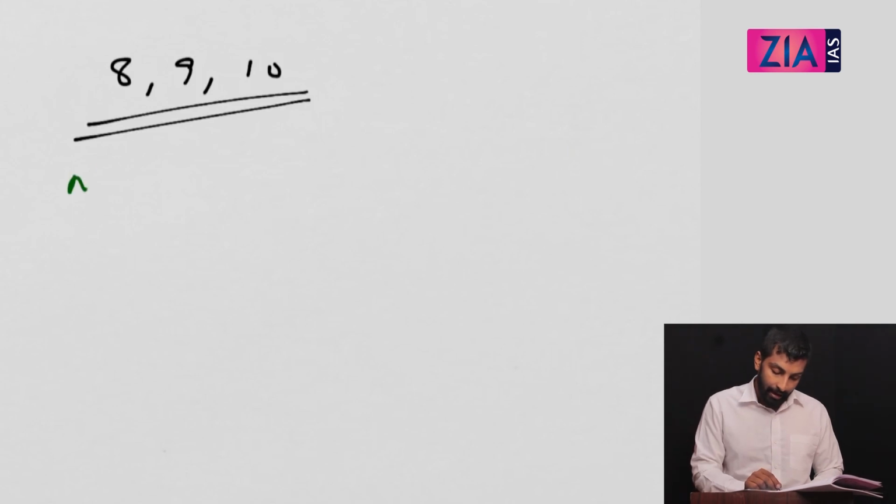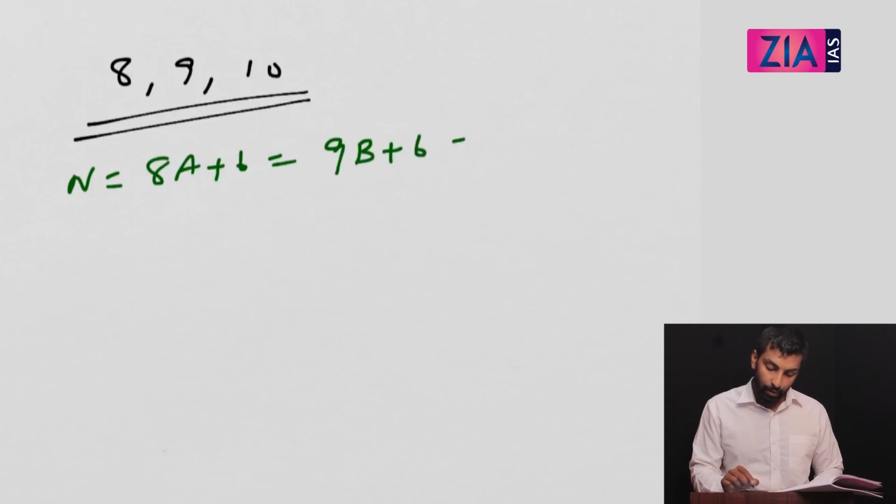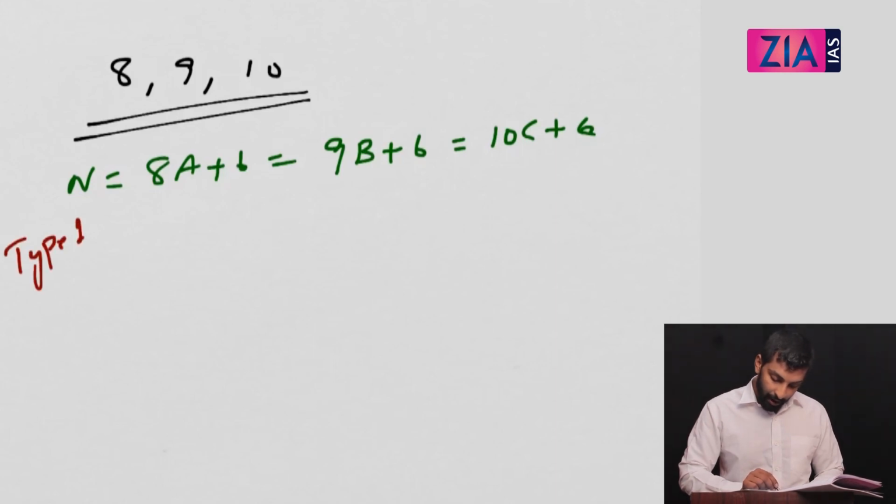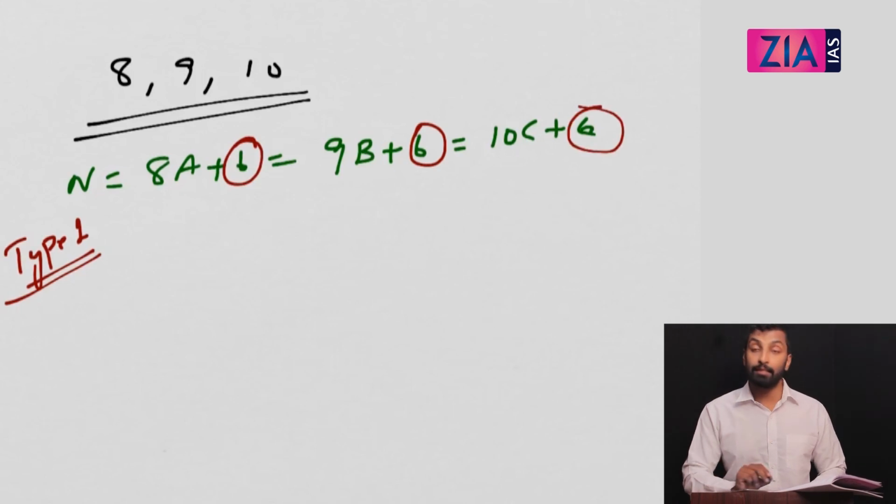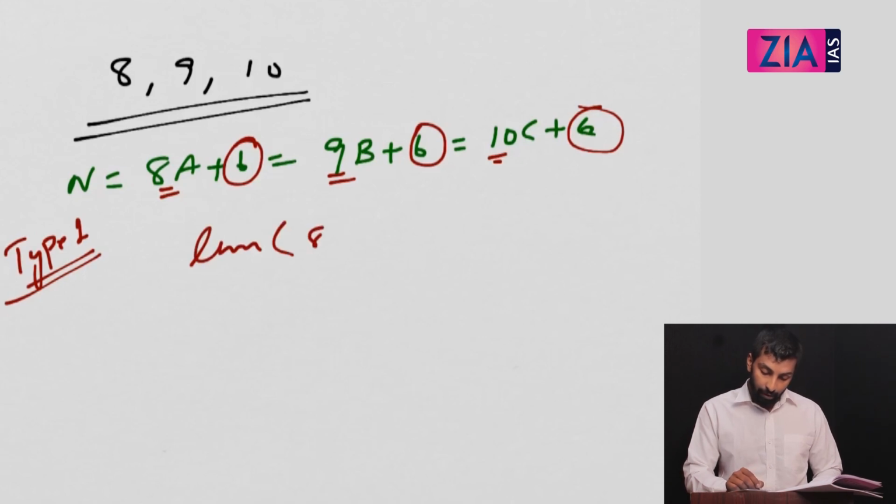So what is this pattern? If I represent it like this, n is equal to 8a plus 6 is equal to 9b plus 6 is equal to 10c plus 6. Then you will understand it better, right? We have discussed the same question. What is common here? This is type 1 that we have discussed, pattern type 1 in division questions. What is that? Remainders are same. In all cases, the remainder is same, but obviously the divisors are different. What is your answer? LCM of 8, 9, 10 plus 6.